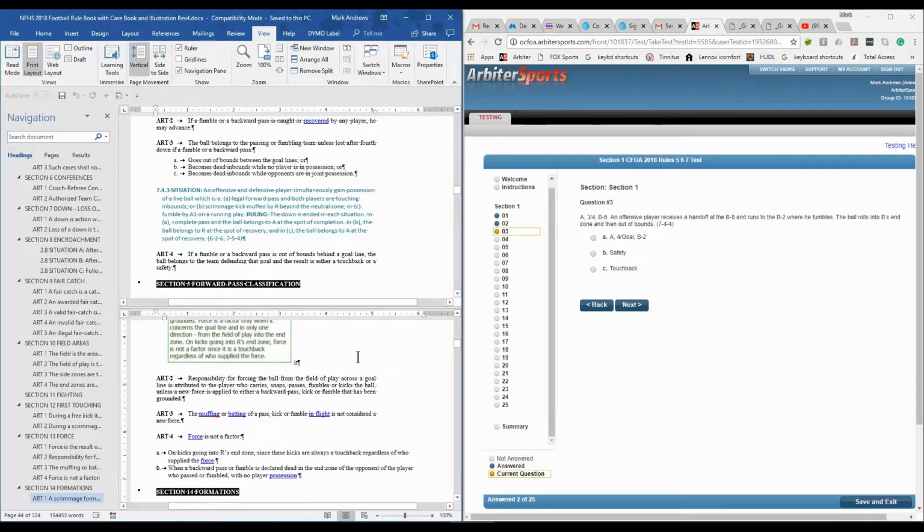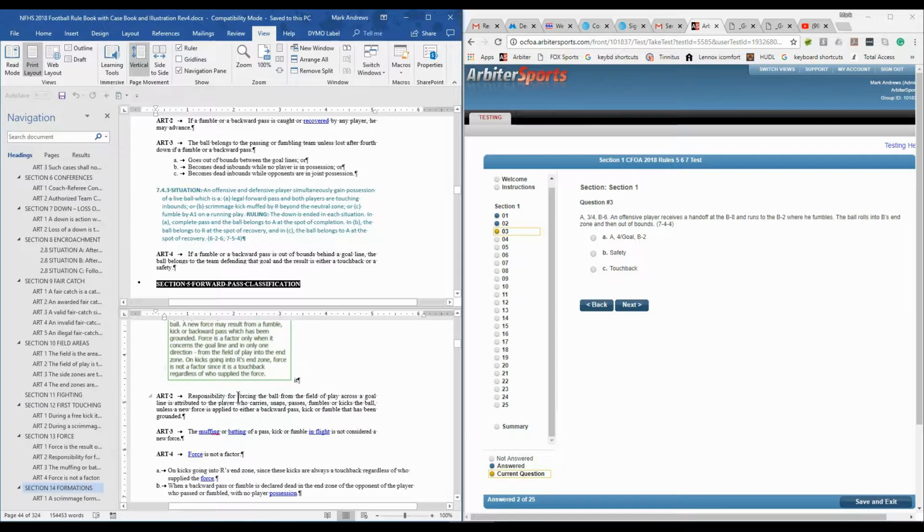and we go back to our previous discussion regarding force, responsibility for forcing the ball from the field of play across a goal line is attributed to the player who carries, snaps, passes, fumbles, or kicks the ball unless a new force is applied to either a backward pass, kick, or fumble that has been grounded. So there was no new force here. Basically we have A responsible for the ball going out of bounds in B's end zone. So that's a touchback. For B, it would be B 1st and 20 on the B20 yard line.